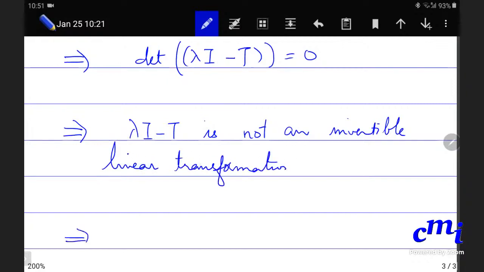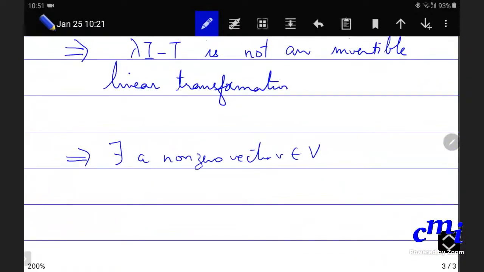Okay. Which implies that there exists a non-zero vector V inside V such that (lambda I minus T) V is 0. That is just saying its null space is non-trivial. Kernel, or I don't know what word you would have used. Different authors use different terms. It's called kernel or null space. So this is non-trivial.